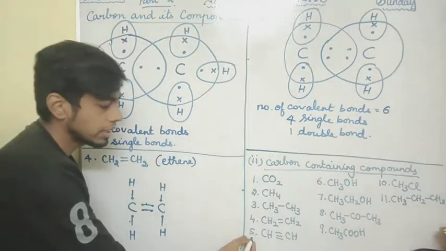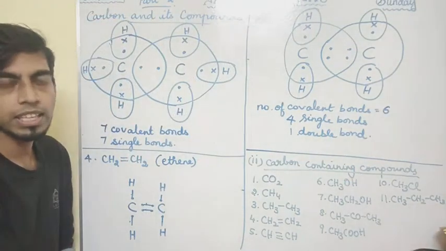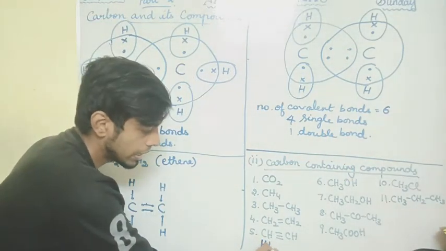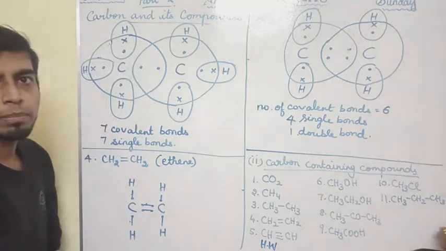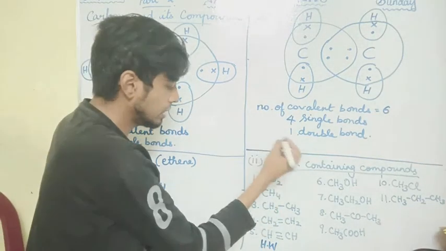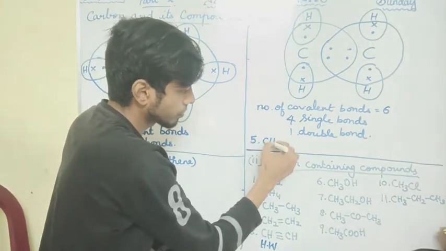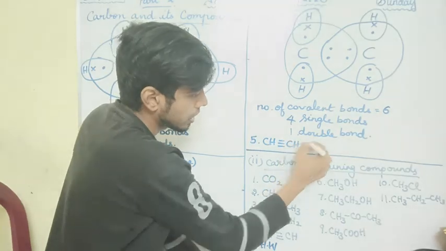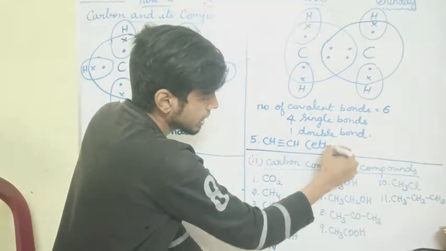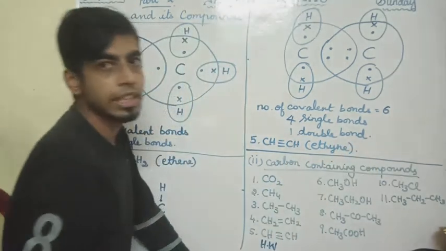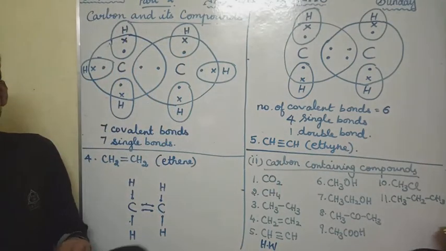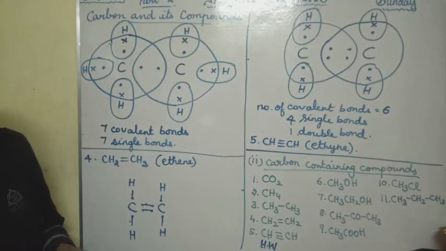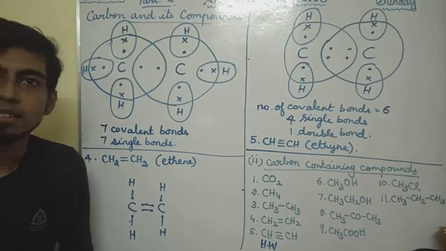The fifth one, CH triple bond CH, you can try it as homework and come. CH triple bond CH, the name is ethyne. So this you can try as homework and come. Anyhow, I will work it out in the next class. Okay, thank you.